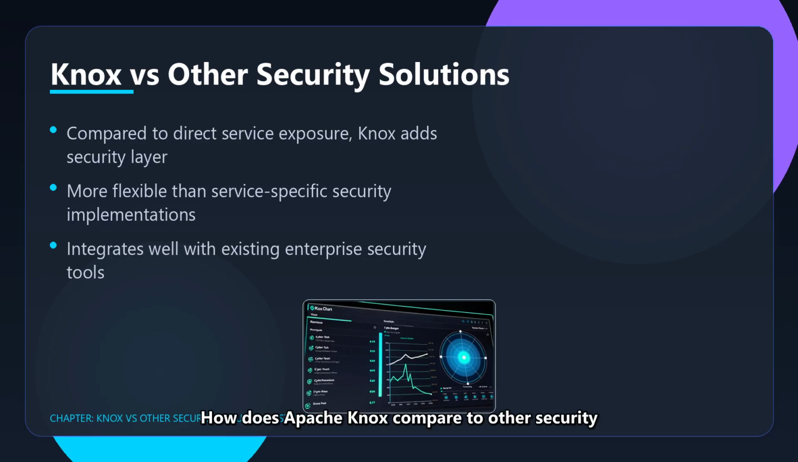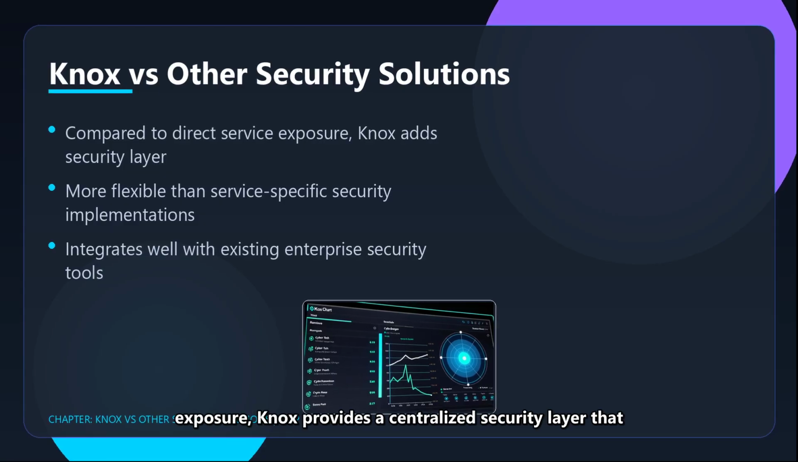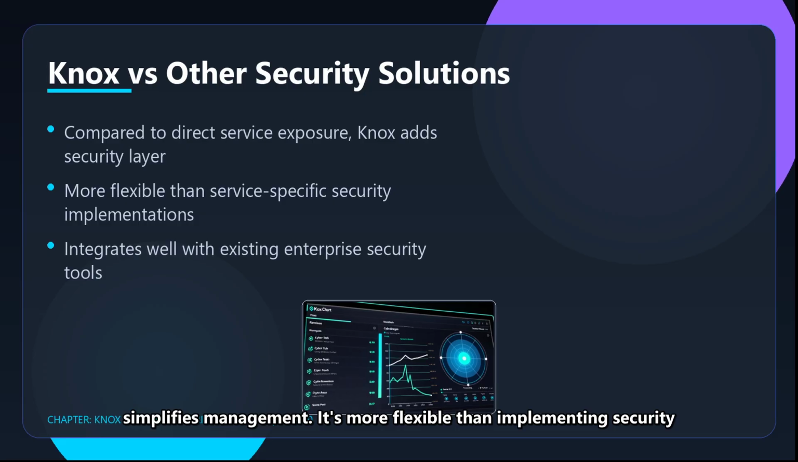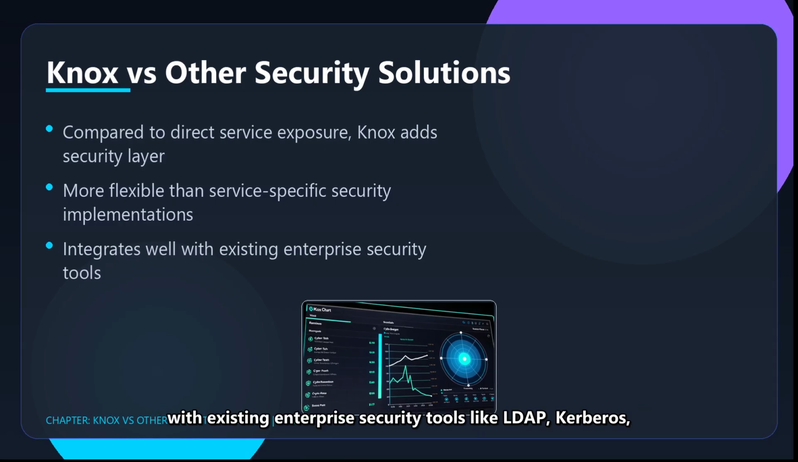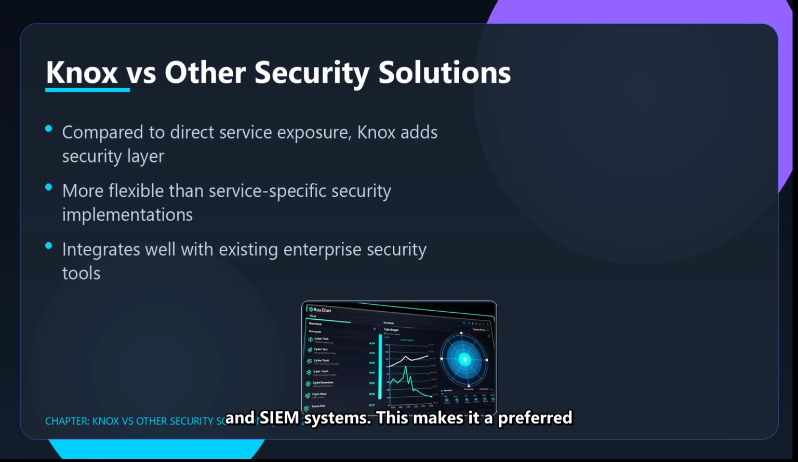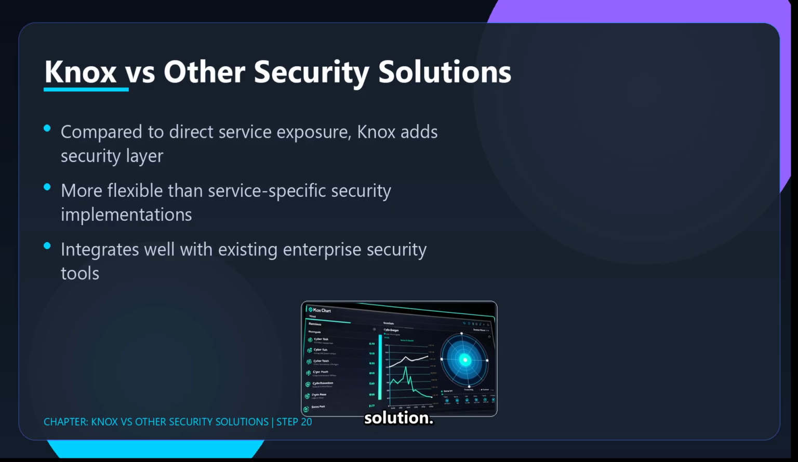How does Apache Knox compare to other security solutions in the Hadoop ecosystem? Unlike direct service exposure, Knox provides a centralized security layer that simplifies management. It's more flexible than implementing security individually for each service. Additionally, Knox integrates well with existing enterprise security tools like LDAP, Kerberos, and SIEM systems. This makes it a preferred choice for organizations looking for a comprehensive security solution.